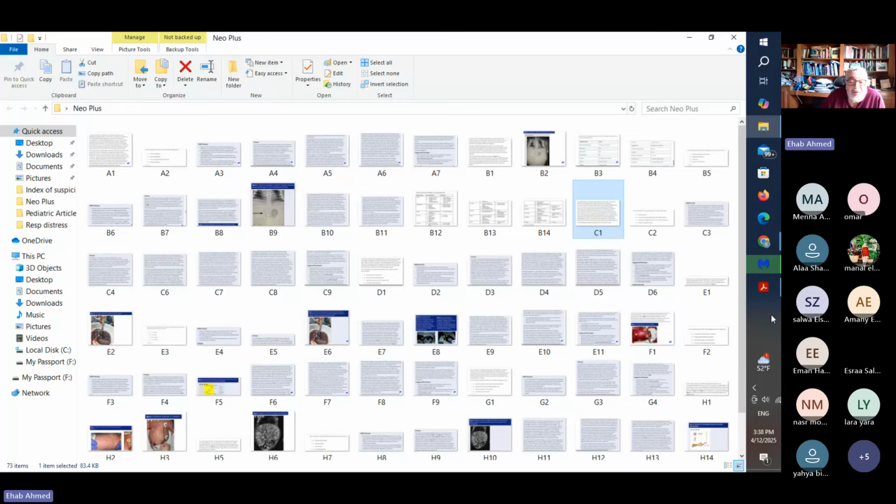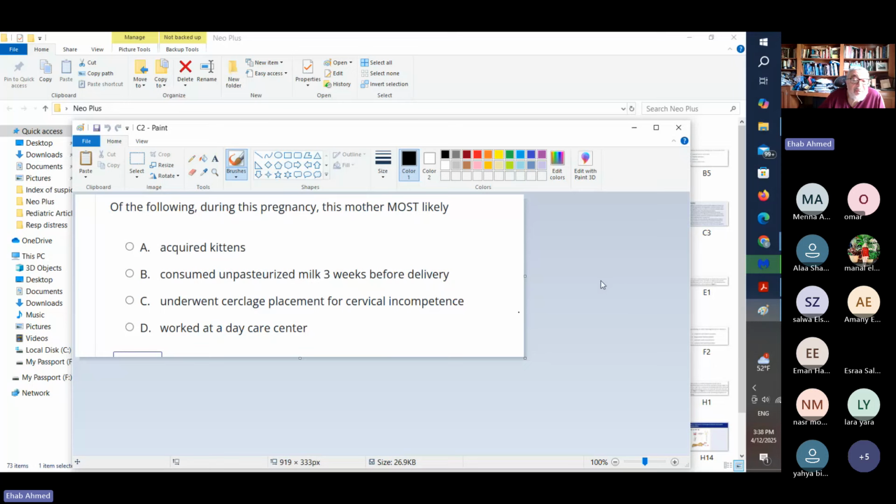But they don't look for it, as we are going to see in the critique. So the question is a harder question. You figured out it is listeria and you are excited and happy, and then you find a silly question. Of the following: during this pregnancy, this mother most likely acquired kittens, consumed unpasteurized milk 3 weeks before delivery, underwent cerclage placement for cervical incompetence, worked at a daycare center.